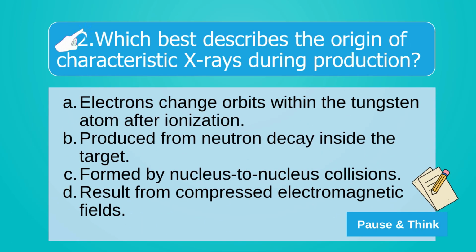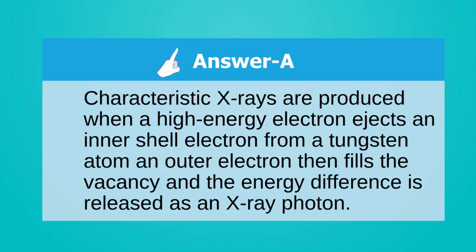Question 2. Which best describes the origin of characteristic X-rays during production? Option A, electrons change orbits within the tungsten atom after ionization. B, produced from neutron decay inside the target. C, formed by nucleus to nucleus collisions. D, result from compressed electromagnetic fields. Choose. The correct answer is option A.